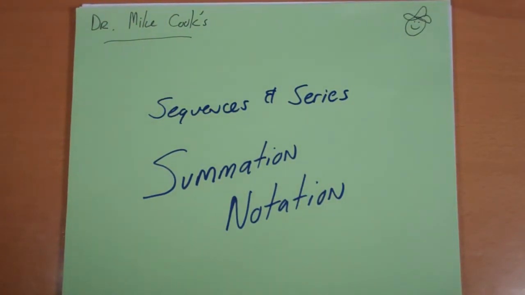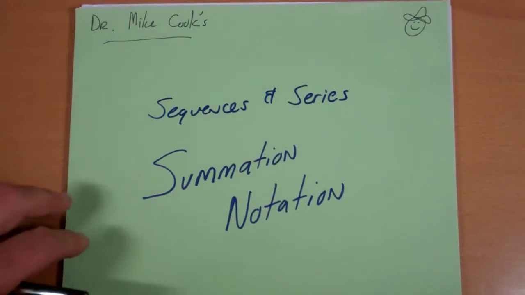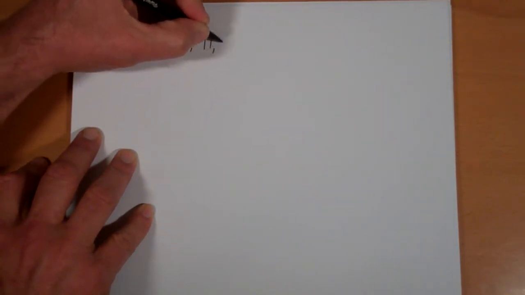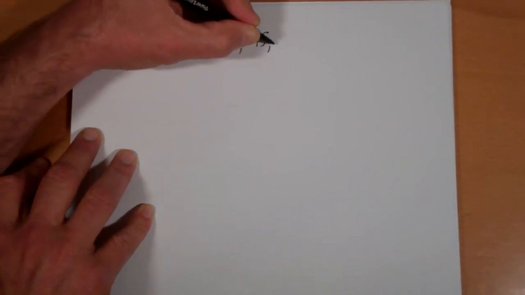In this video, we're going to continue talking about sequences and series, but in this one we're going to introduce summation notation. Summation notation is used in sequences and series, but it's used in a whole wide range of other areas as well. So let's look at a sequence: 5, 7, 9, 11, 13, 15.